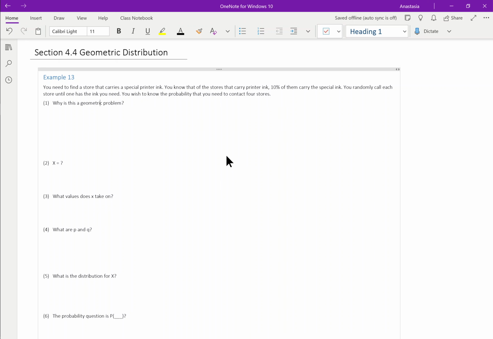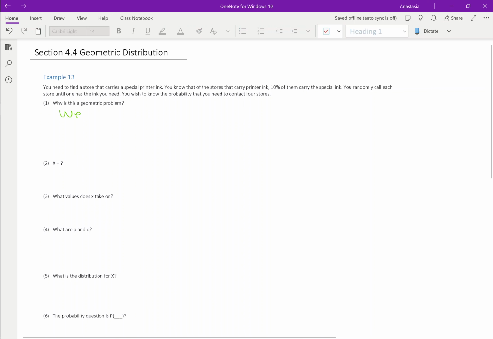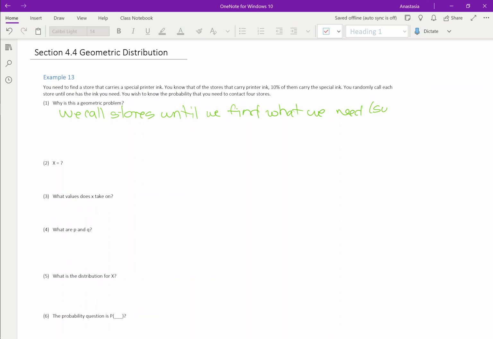With a binomial, you have a specific number of trials that you do, no matter what the results of each trial is. With geometric, you don't have a specific number. So, in this case, we are going to call each store until you find one that has the ink you need. So, we call stores until we find what we need. So that's our success.